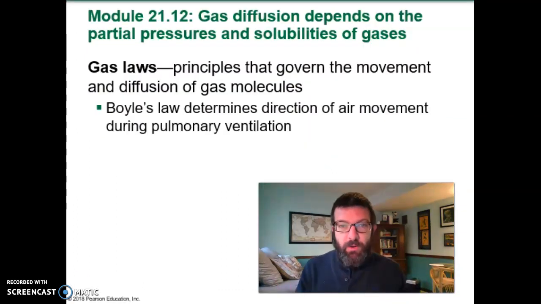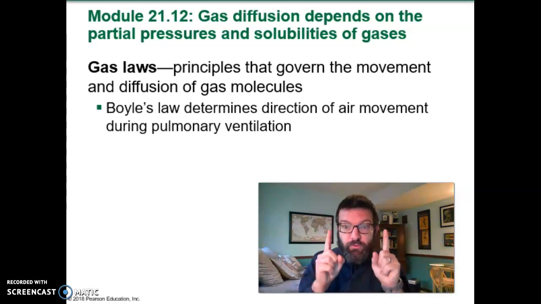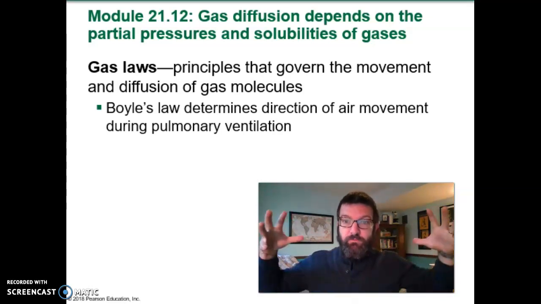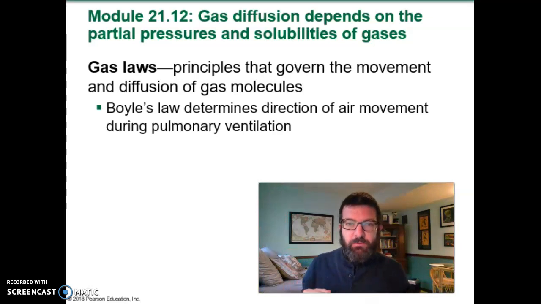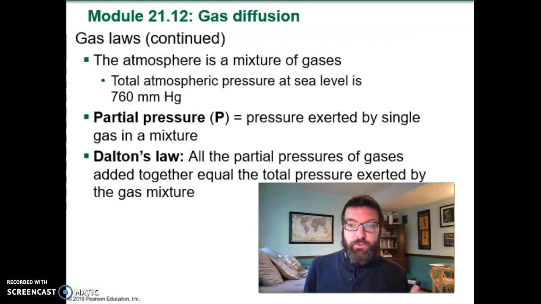So we've already been talking about one gas law, Boyle's law, which states that volume and pressure are inversely correlated. So as you decrease volume, you increase pressure, and as you increase volume, you decrease pressure. And things always move, gases and fluids, from an area of high pressure to an area of low pressure. But I want to introduce another law called Dalton's law. And this has to do with partial pressure. So partial pressure is the pressure exerted by a single gas in a mixture.